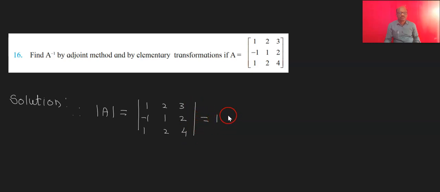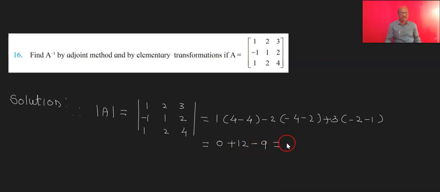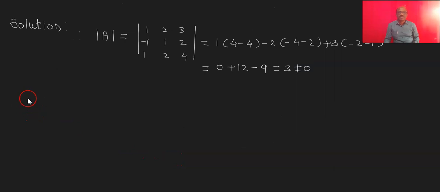Okay, and this equals to, first of all, 4 minus 4. Next is minus 2, minus 1 into 4 is minus 4, 1 into 2 is minus 2, and last is 3 in bracket minus 2 and minus 1. The first element will be 0, minus 6, and minus 2 will become plus, there is a 12, minus 9, that equals 3, which is not equal to 0. Therefore, A inverse exists.